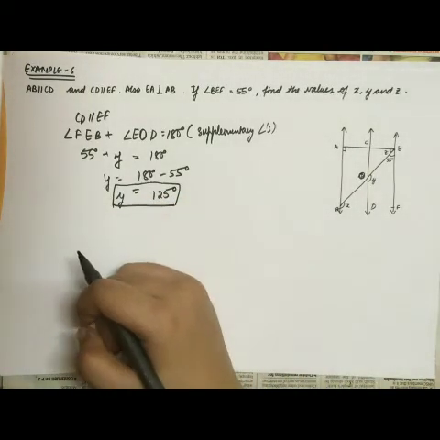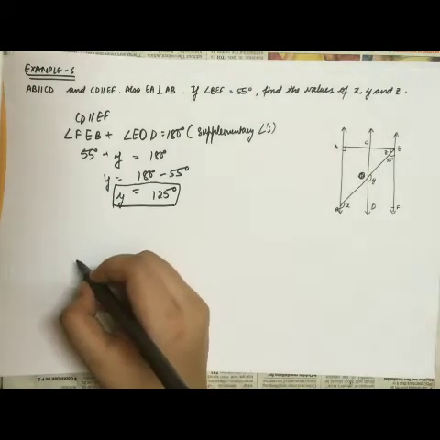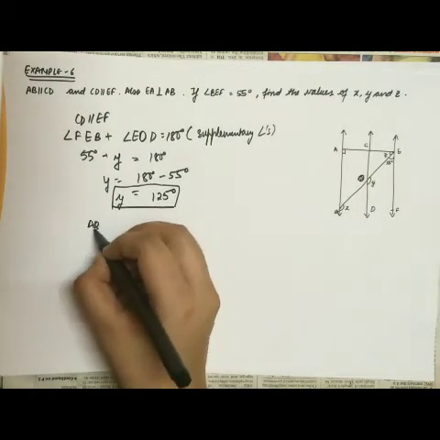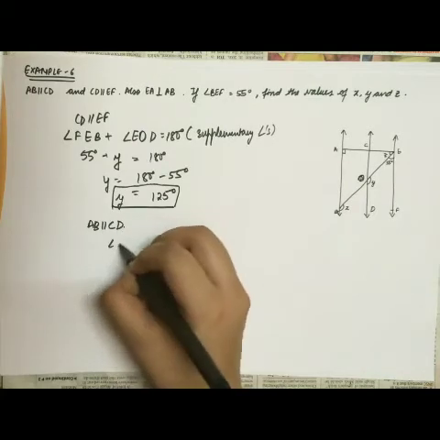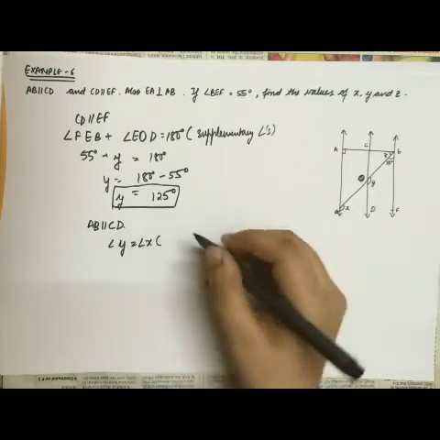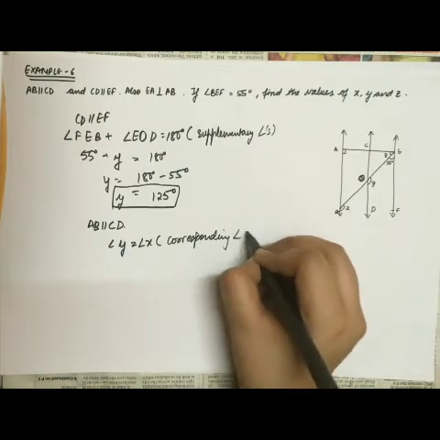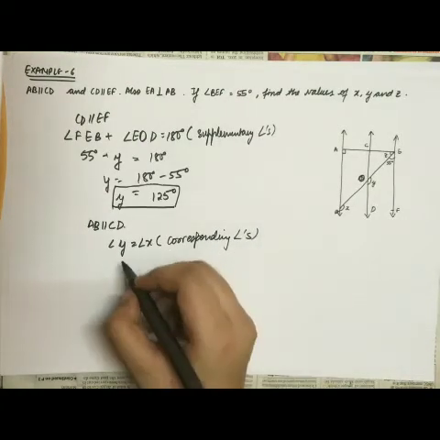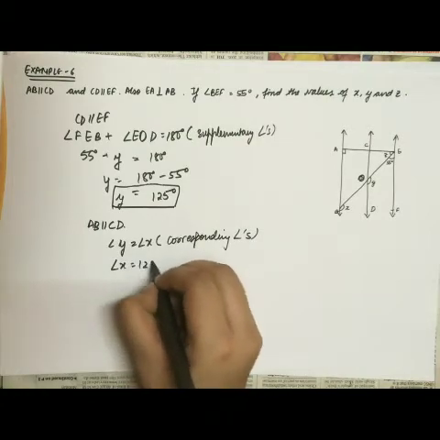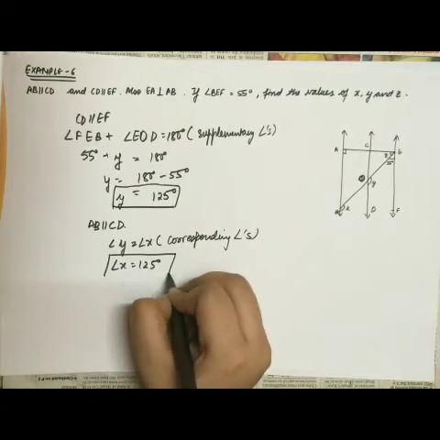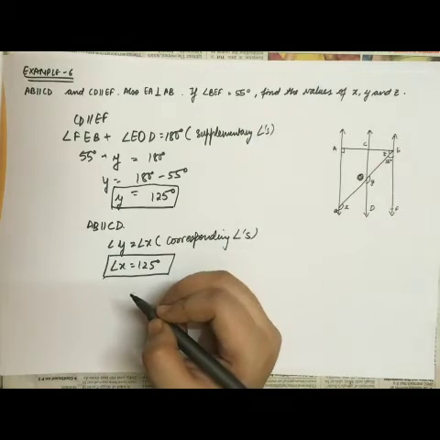Now CD is parallel to AB. Therefore, angle Y is equal to angle X. Why? Because of corresponding angles. Therefore, angle X is equal to 125 degree. Now we have to find Z.